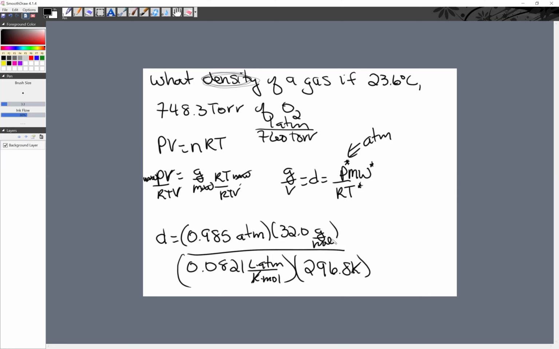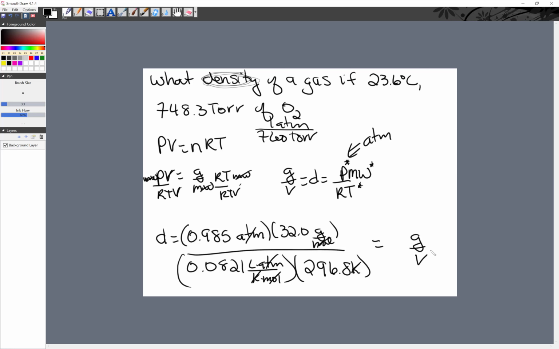Kelvins are gone, mole is gone, atmosphere is gone, and I'm left with grams over volume. Is that the unit I wanted? Yes, because that is the unit of density. And so 0.985, 32, 0.0821, 296.